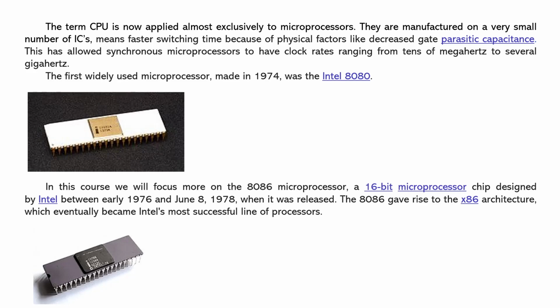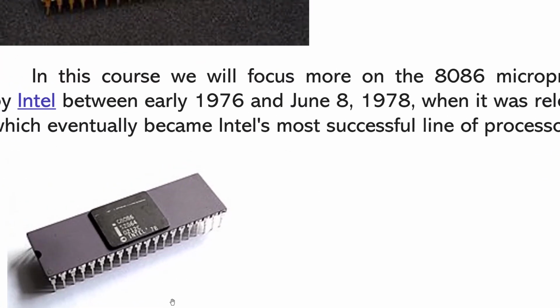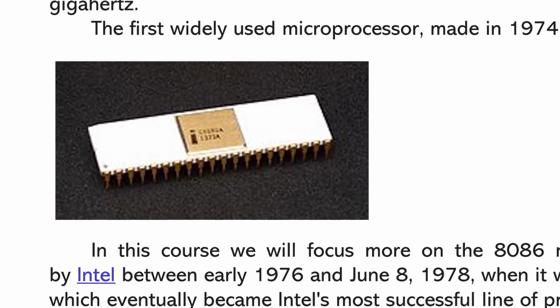The first widely used microprocessor was made by Intel in 1974, and it is called the 8080 microprocessor. And you can see here in this very first picture how this 8080 microprocessor looked. You can see it's very small. It has a couple of pins on each side, and at the very center is the processor itself.